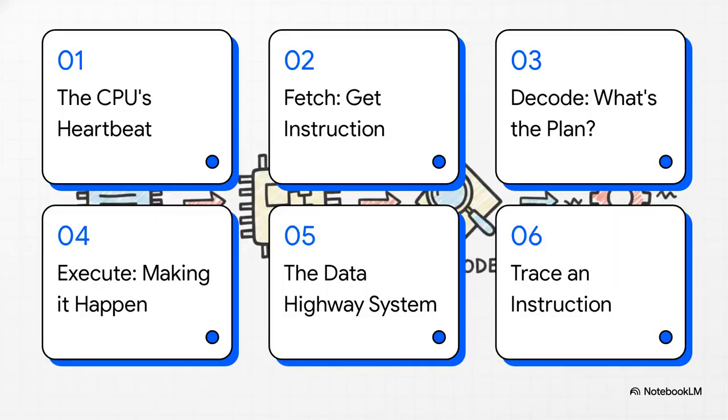So here's the game plan. We'll start with the big picture of that CPU heartbeat. Then we'll zoom in on each of the 3 stages: fetch, decode, and execute. After that, we'll look at the data highway that connects everything, and finally, we'll trace one single command on its journey from start to finish. All right, let's get into it.